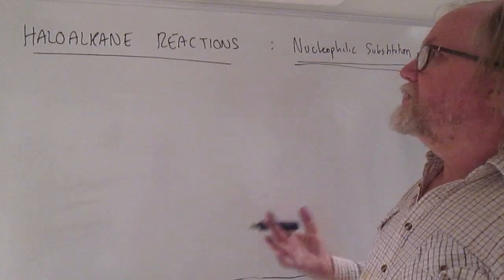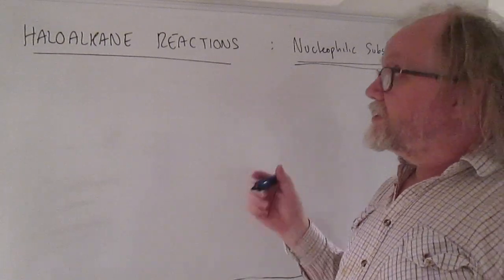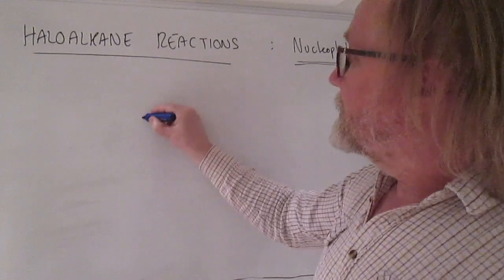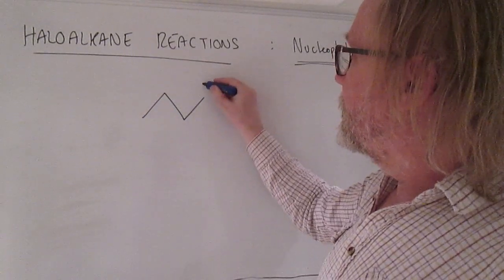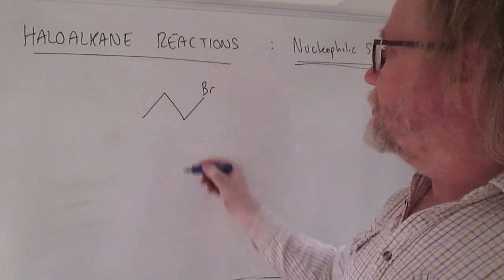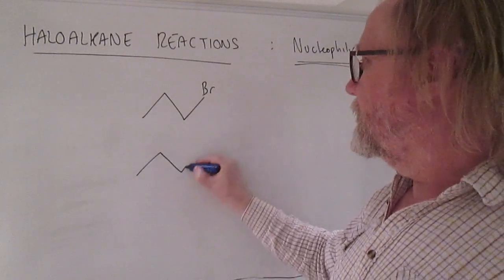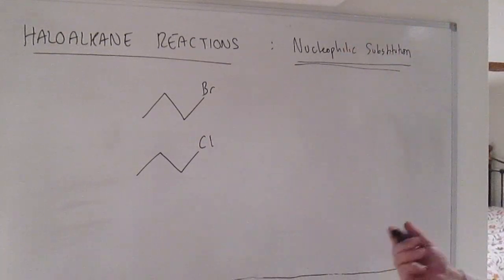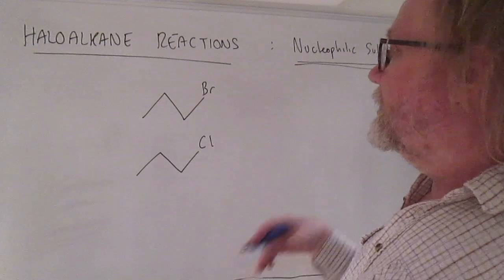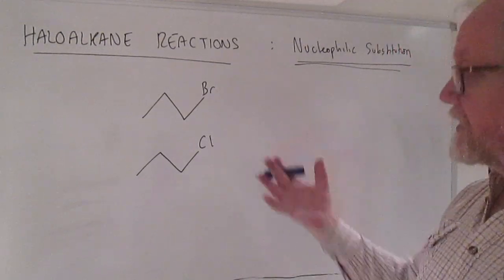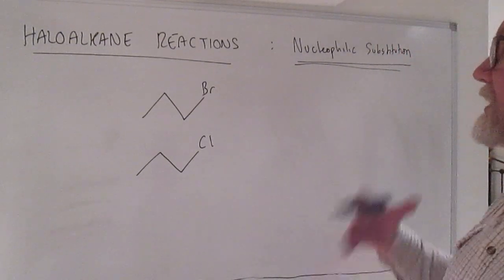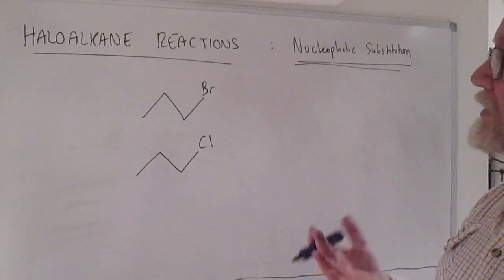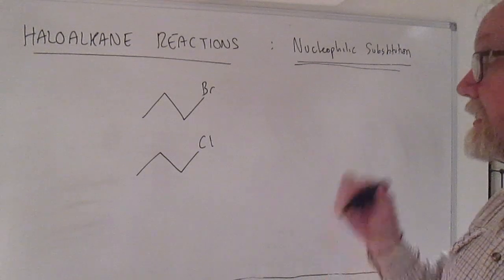One very interesting question that we can ask in relation to haloalkanes is, how much difference does it make which particular halogen we have? So if we compare, for example, one bromopropane with one chloropropane, they will both react in the same way with water or with OH- to form the alcohol plus, releasing Br- or Cl-. But the question is, do they do so equally readily?